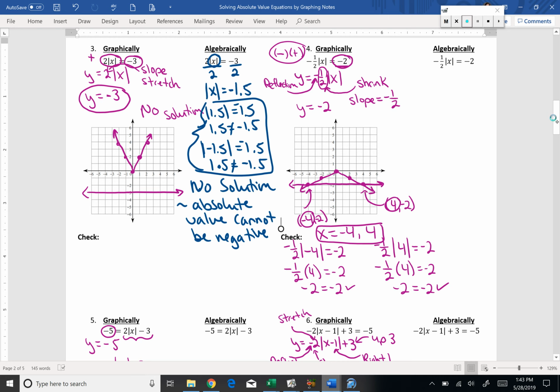Sticking with that same idea, in number 4, I need to get those absolute value bars by themselves first, so I've got to clear everything else out. I have a negative 1/2 right in front of the bars, which means we're multiplying. I cannot distribute. I cannot take that negative 1/2 and put it inside the bars. So I have to undo that multiplication.